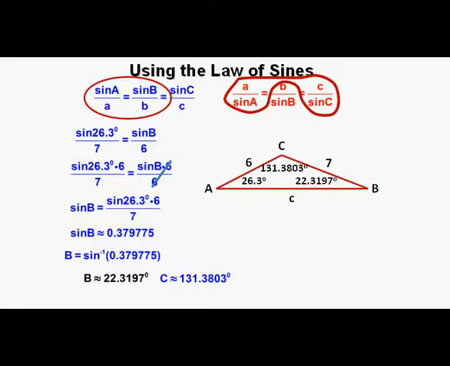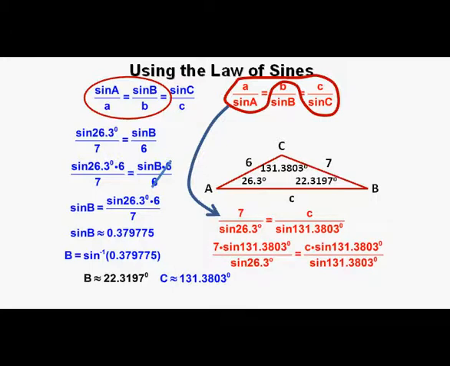To solve for side C, we use the equation form where the side lengths are in the numerator. Using this version, we have 7 over the sine of 26.3 degrees equals side C over the sine of 131.3803 degrees. We solve for C by multiplying both sides of the equation by the sine of 131.3803 degrees. On the right side, the sine of 131.3803 degrees over the sine of 131.3803 degrees cancel to equal 1.